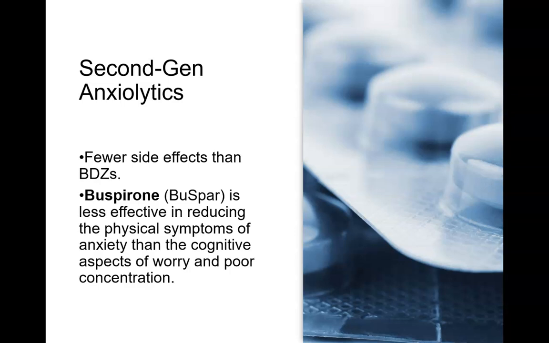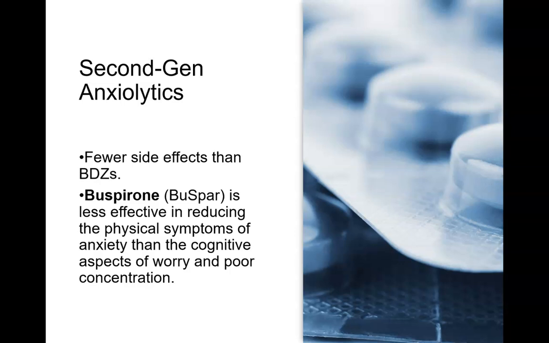Buspirone, much like the third-generation antipsychotic Abilify that we're going to talk about later on with schizophrenia, is very similar in that regard, where it reduces anxiety, but it does so through a fundamentally different mechanism than benzodiazepines do. It has a novel structure, so it's not really going to look like barbiturates or benzodiazepines.